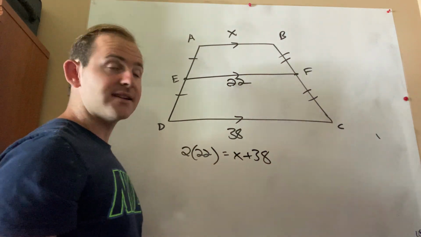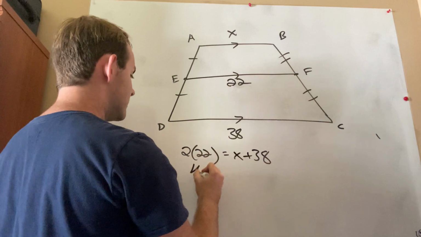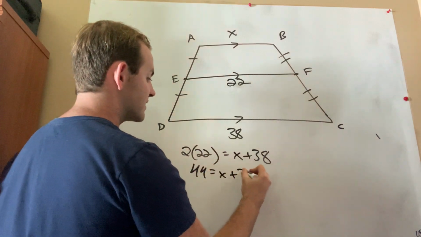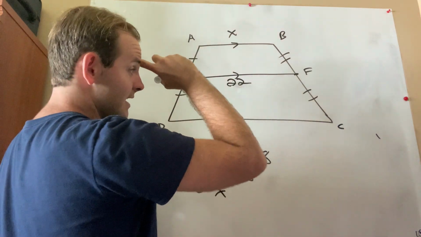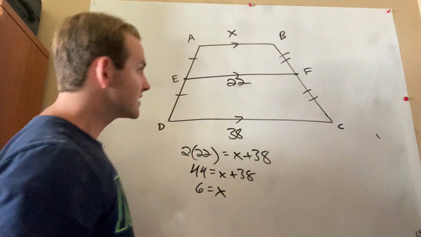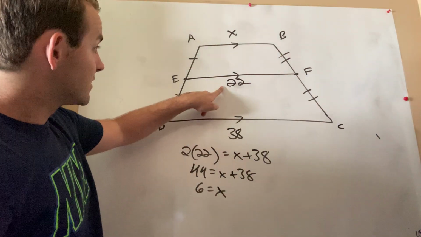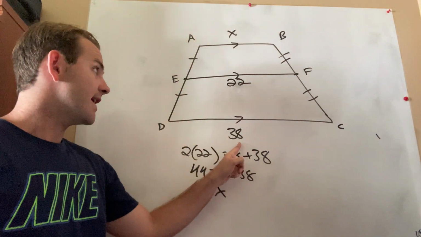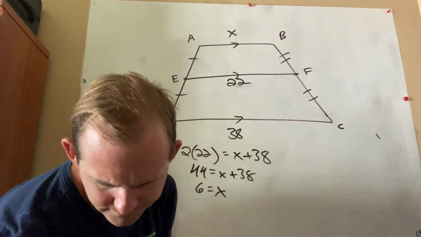Once again, how did I get this? 2 times the mid-segment equals the bases added up. So 44 equals x plus 38. Subtract 38 from both sides, and I get that in this case, x equals 6. And that actually makes sense, right? Because 22 is 16 units away from 38, and it's also 16 units away from 6.